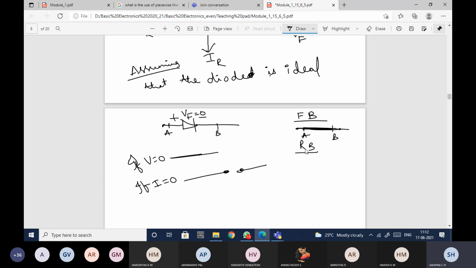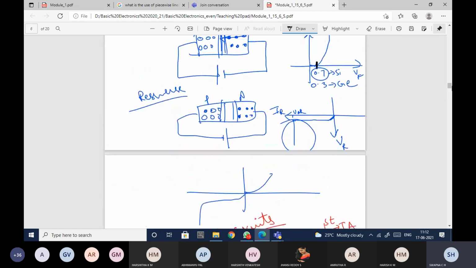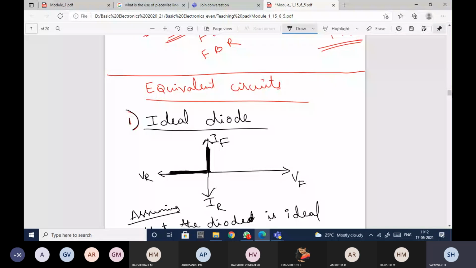If it is forward biased, how will you identify whether the diode is forward biased or reverse biased? Check the circuit. I have erased the circuit, so I have drawn something like this. This is my P and this is my N always. So check the connections of the P and N of the diode. If you observe, P is connected to the positive terminal and N is connected to the negative terminal. The big lead is the positive and the smaller lead is the negative.